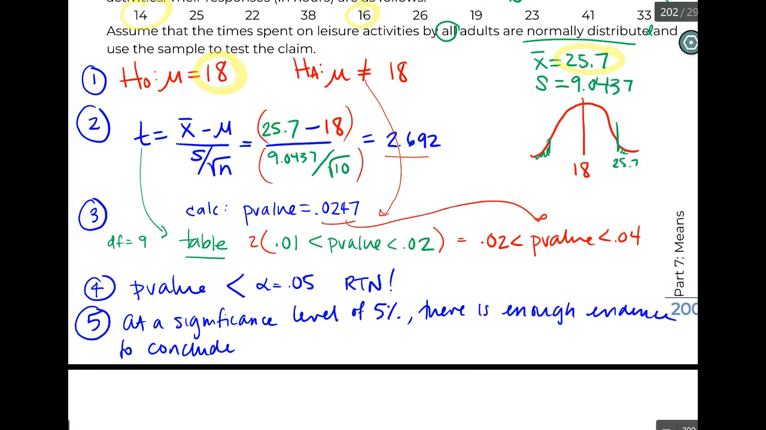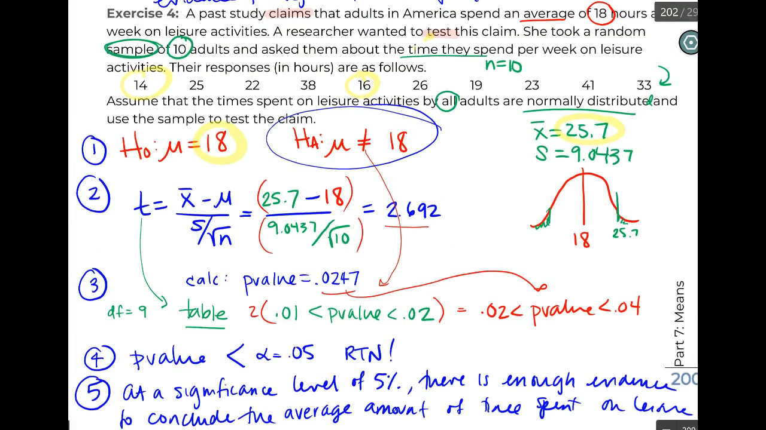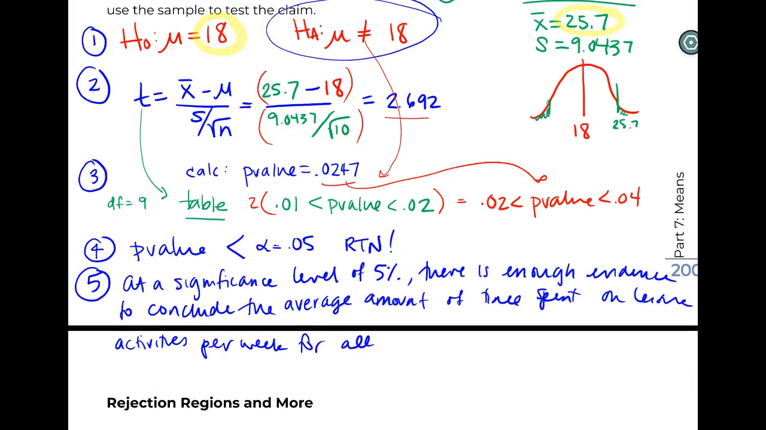but I'm going to go ahead and write this with the words, because I didn't do that in the last one, that are all this alternative hypothesis in words. So to conclude that the average or mean, doesn't matter, amount of time spent on leisure activities, and this is per week, I assume, per week, for all adults, because we were just talking about all adults in America.